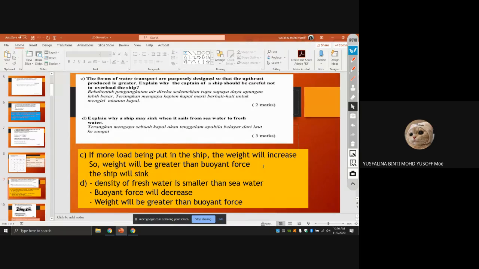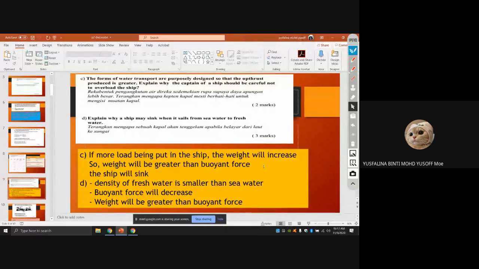The forms of water transport are purposely designed so that the upthrust force produced is greater. Explain why the captain of the ship should be careful not to overload the ship. For this one you have to remember that this is Archimedes, so you have to mention the buoyant force and also the weight. If the buoyant force is bigger than the weight, the object will float upward.